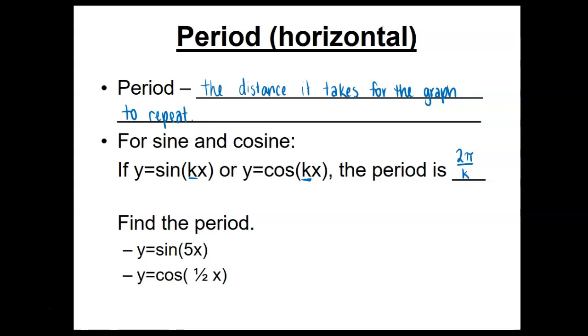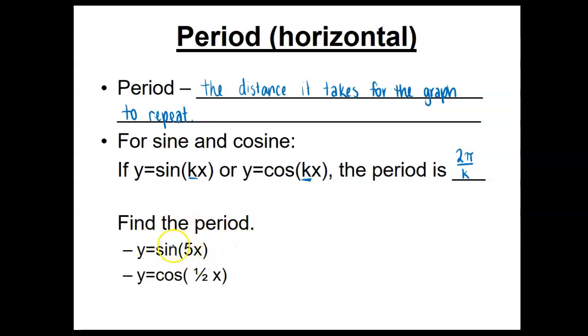k. So where normally we would do 1 over the k, if it was a different type of function, if it was something squared or something like that, for asking for the period, we're going to do 2 pi divided by k.